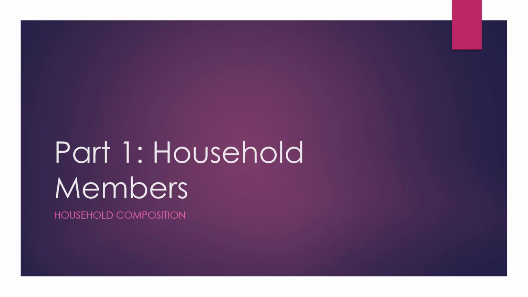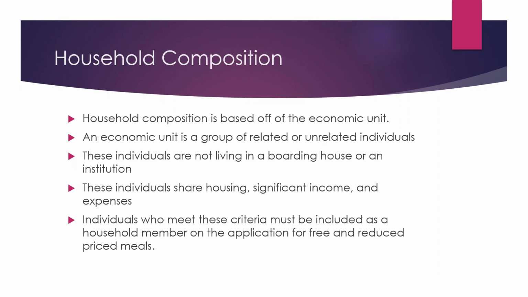So Part 1 lists the household members. And specifically, we will be looking at household composition. Household composition is based off an economic unit, and USDA defines an economic unit as a group of related or unrelated individuals. These individuals are not living in a boarding house or an institution. These individuals share housing, significant income, and expenses. And individuals who meet these criteria must be included as a household member on the application for free and reduced price meals.